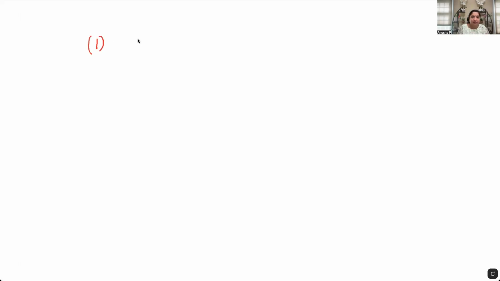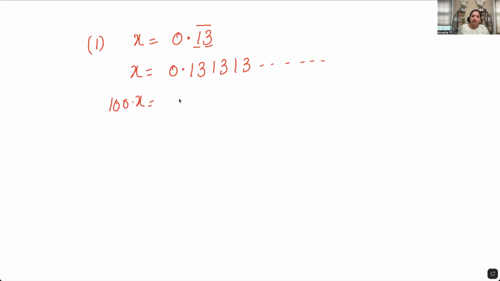The first example, x is equal to 0.13 bar. Bar means that it is repeating. X equal to 0.131313, like that. Okay. After the decimal point, we have two numbers that are repeating, okay? For that reason, we will multiply both sides of the equation by 100, okay?